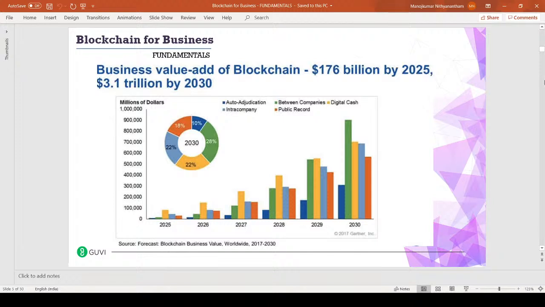Now this is the graph I was discussing before. The opportunity for blockchain in the business world is expected to be $176 billion by 2025, which means so much money will be invested in coming up with blockchain solutions by 2025, and that is already happening. As we see this year, almost a quarter of the money is already invested, roughly $16 billion this year itself, and it is expected to grow more and more as we see more adoption in businesses.